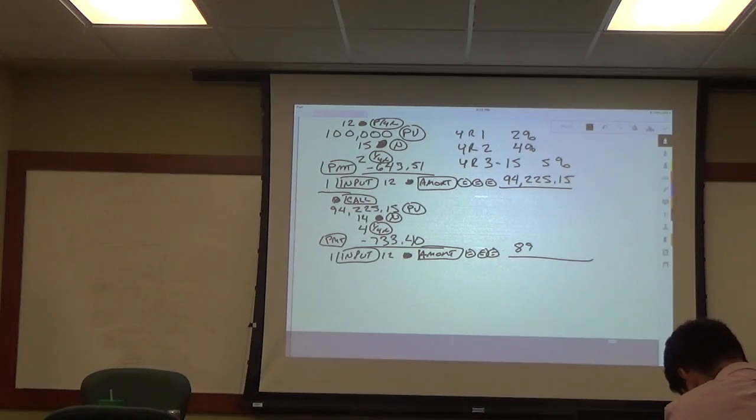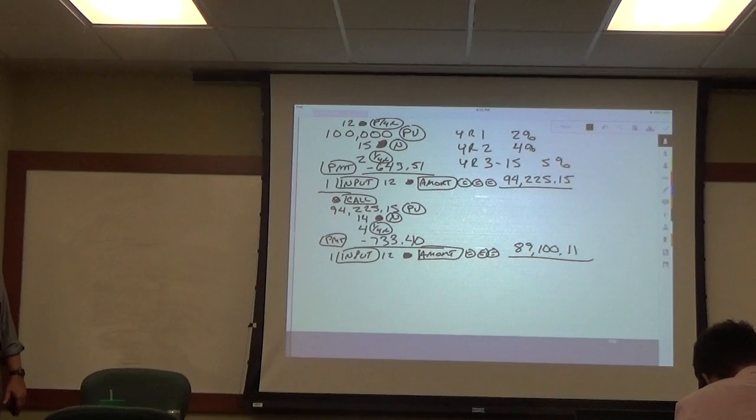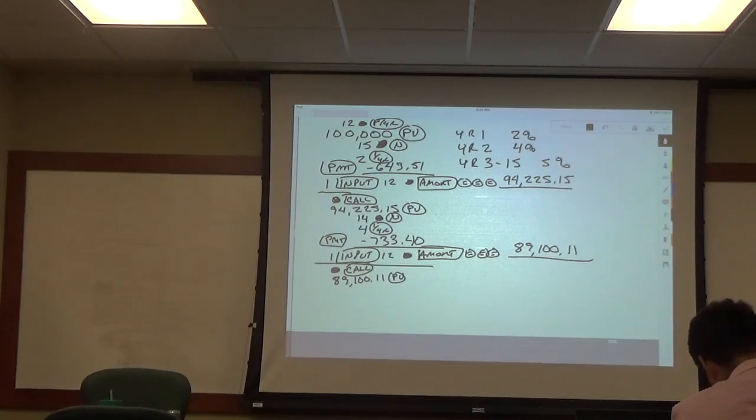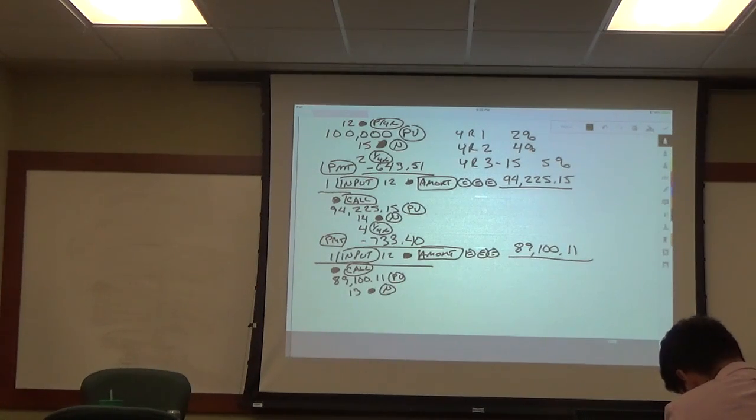Our balance on that is $89,111. Okay, right there with that. Okay, now the next piece is, again, clear that out. And then the 89,100 as our new loan amount for 13 years at 5%. Get our payment.